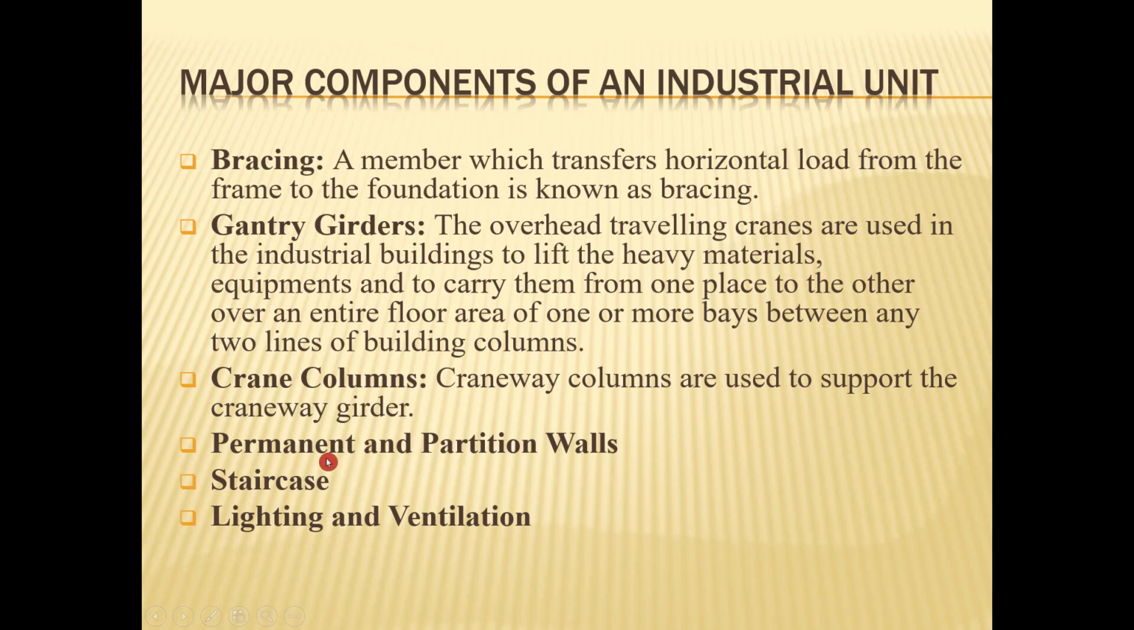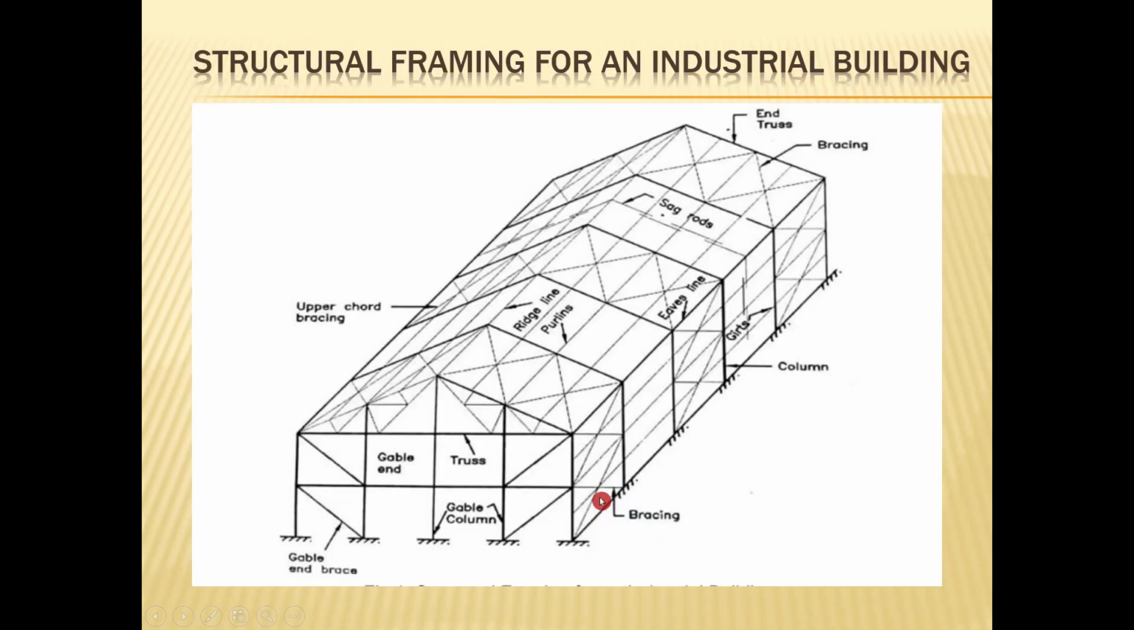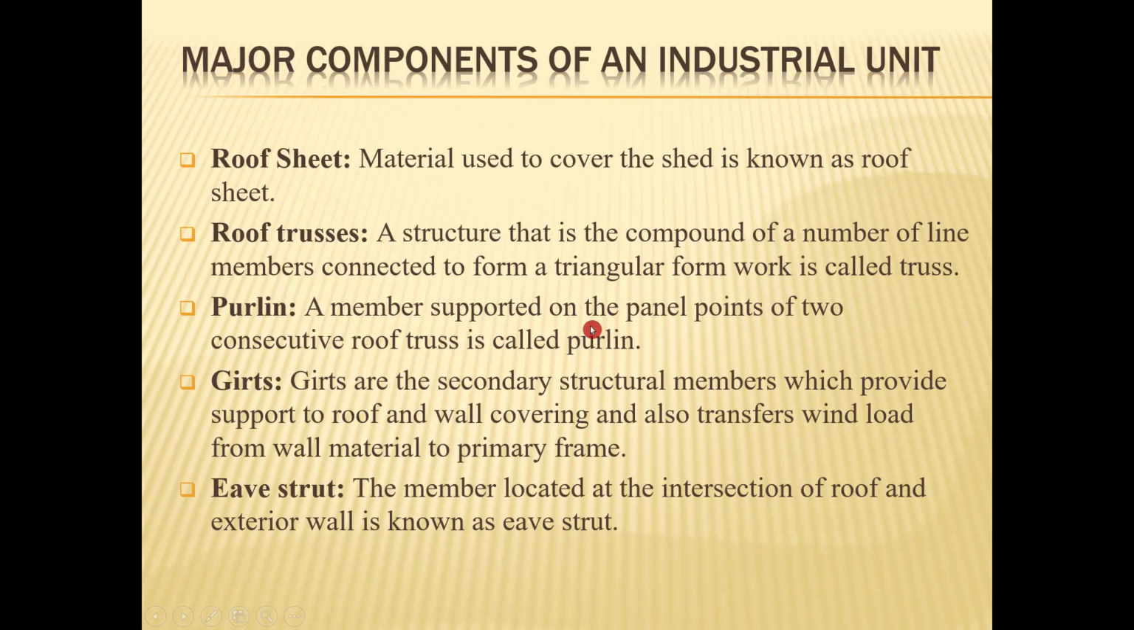Then there are small, not structurally important components like the partition wall, staircase, which is for the functional requirement, and lighting and the ventilation for serving the purpose in a functional way. So this is the figure of an industrial building. You may be asked to draw the industrial building figure and mark the important members as well as the important points and to write regarding that.